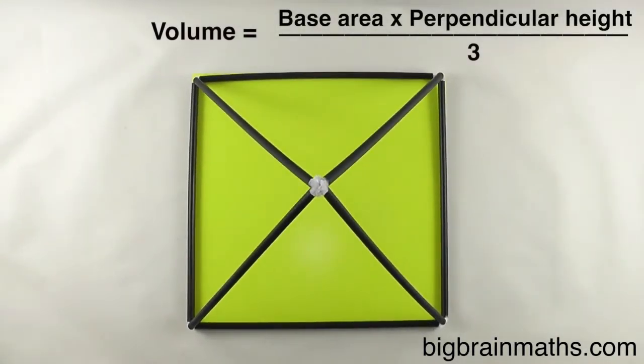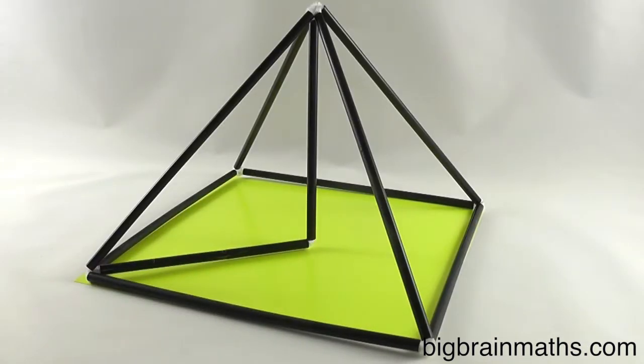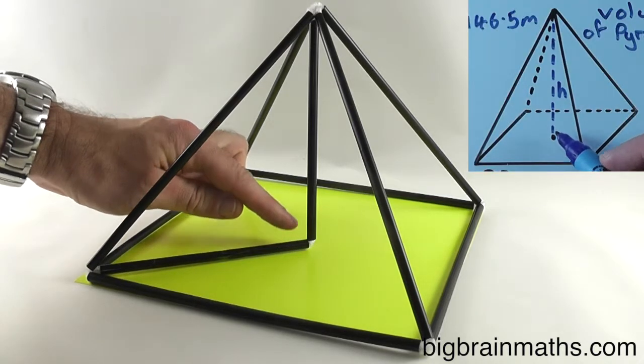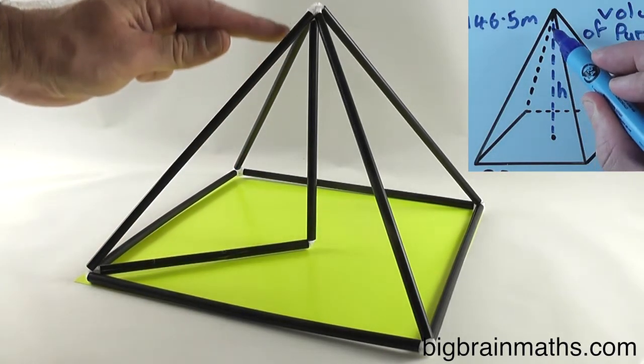Now, if we look at the pyramid from above, we can see that the base area is just a square. And the perpendicular height starts from the center of the base inside the pyramid and goes straight up through the middle of the pyramid to the top.